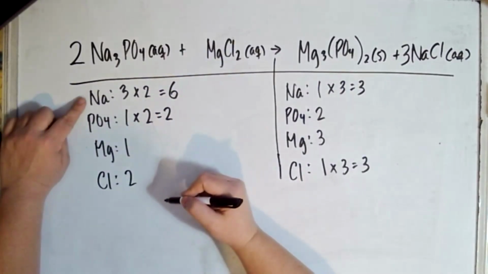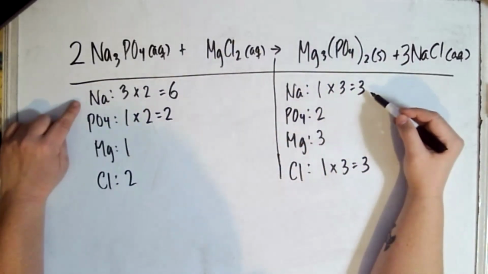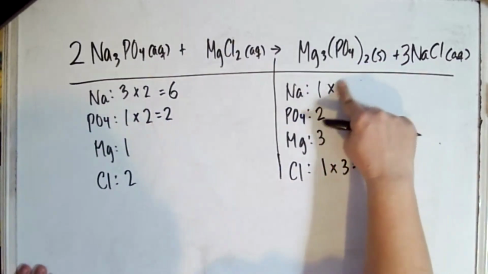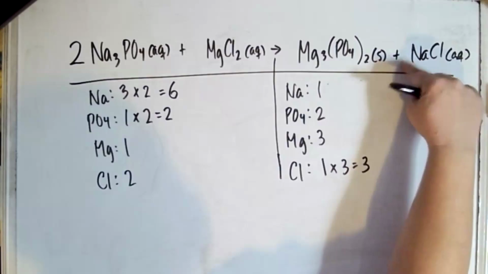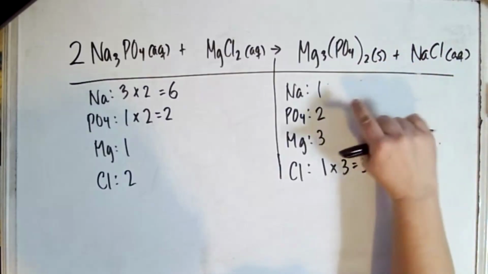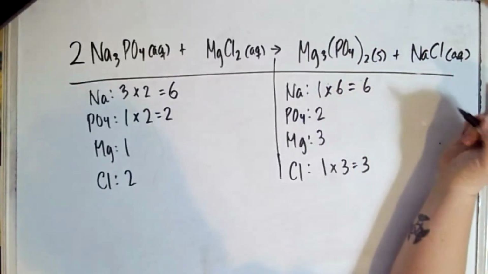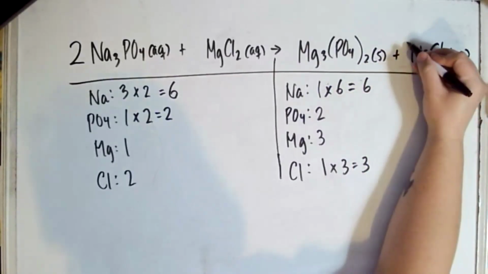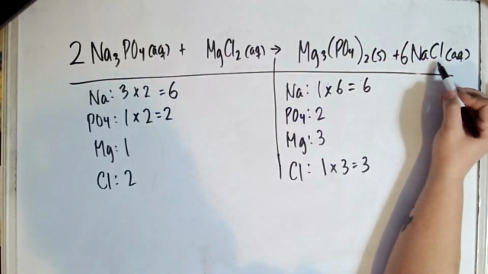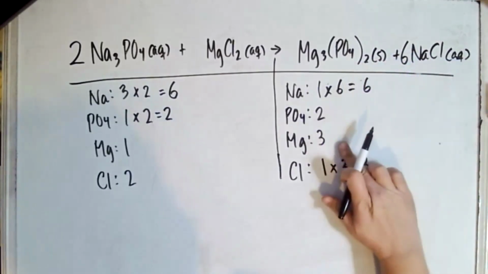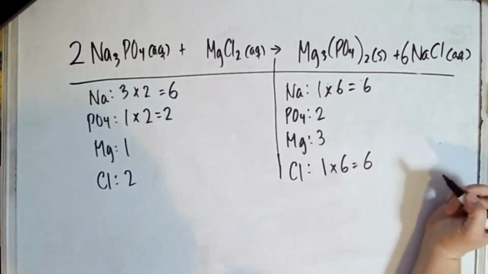All that means is that I have to go back to my sodium comparison here. And instead of multiplying my sodium from my sodium chloride by 3, I'm going to need to multiply it by 6. So instead of having just 3 sodiums and 3 chlorines, I'm going to have 6 sodiums and 6 chlorines.